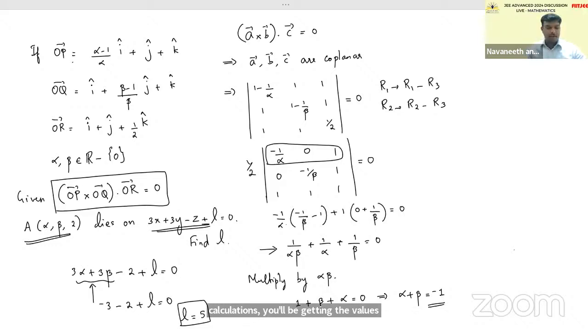Okay, so that's all from this question. I believe this is an easy question actually. Everybody should be able to solve this question during the exam as well.